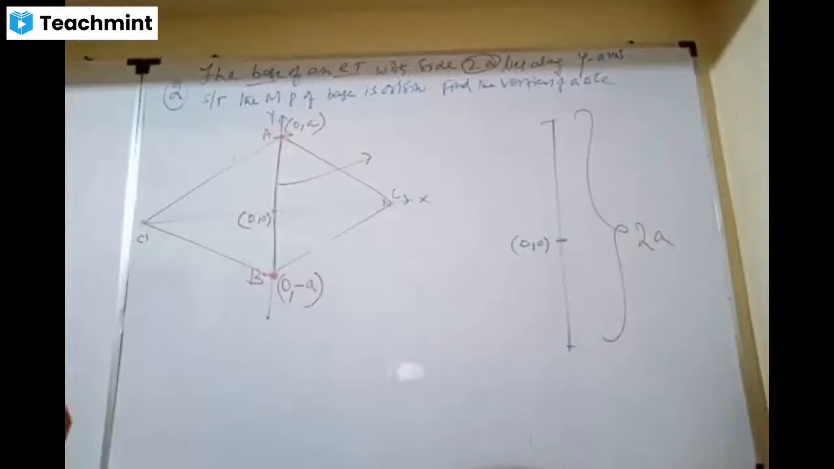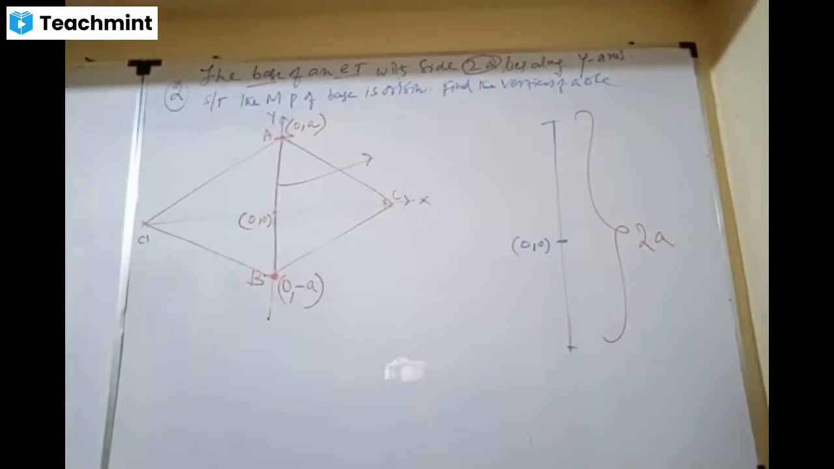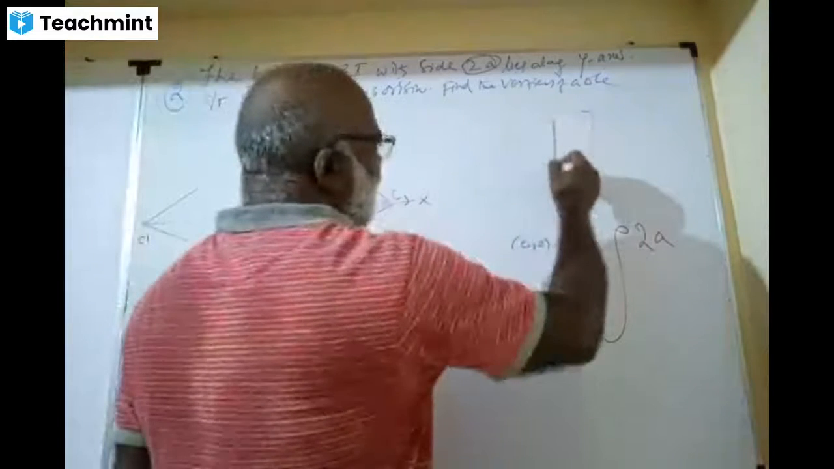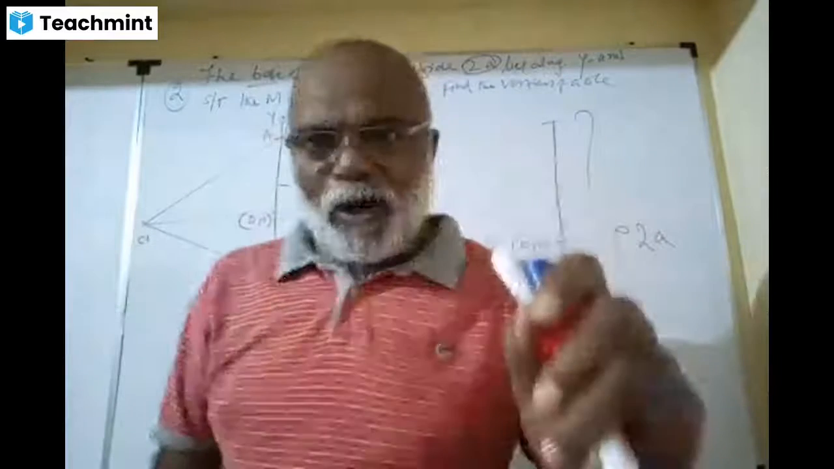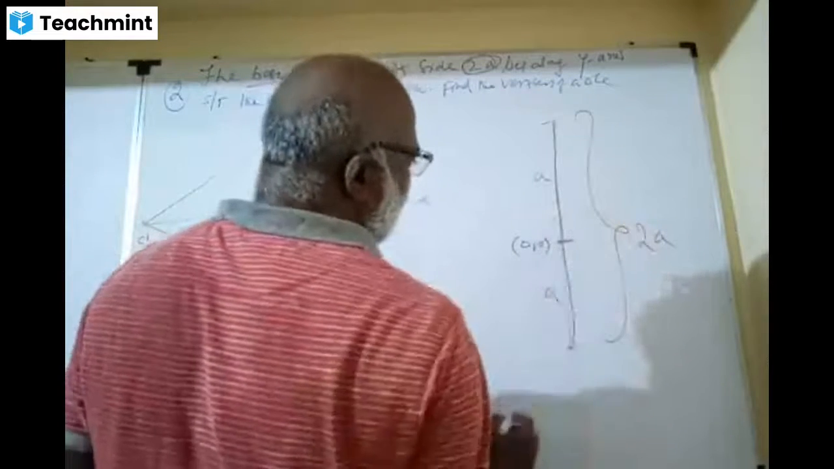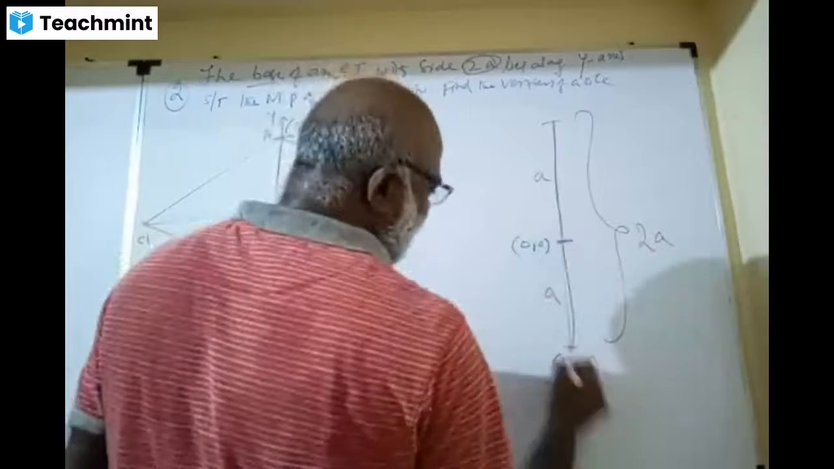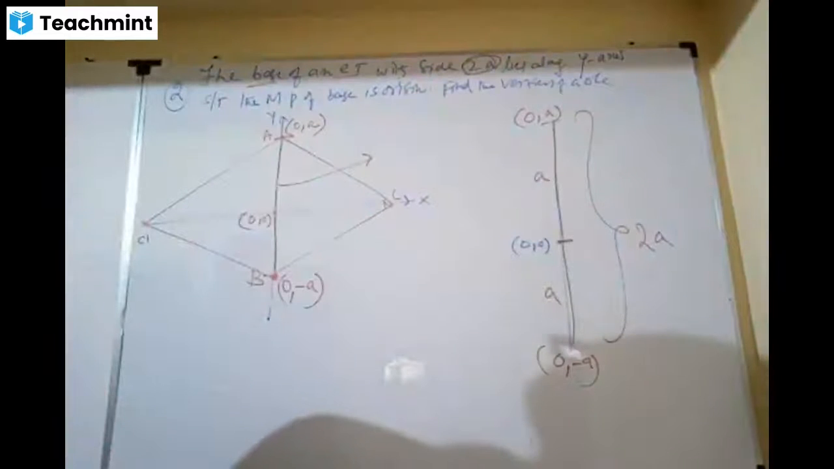Are you clear? Please understand this. One side of an equilateral triangle is on the y-axis such that the midpoint of that base is the origin. The total length is 2A, so each half is A. On the downside it is 0, minus A, and on the upside it is 0, A. That's all. I hope it is clear.